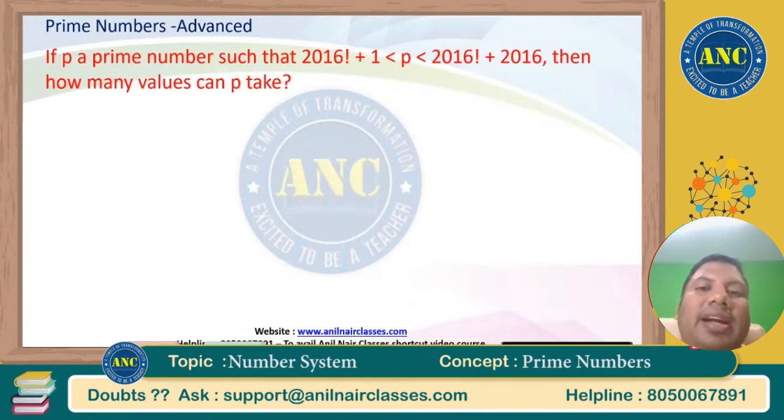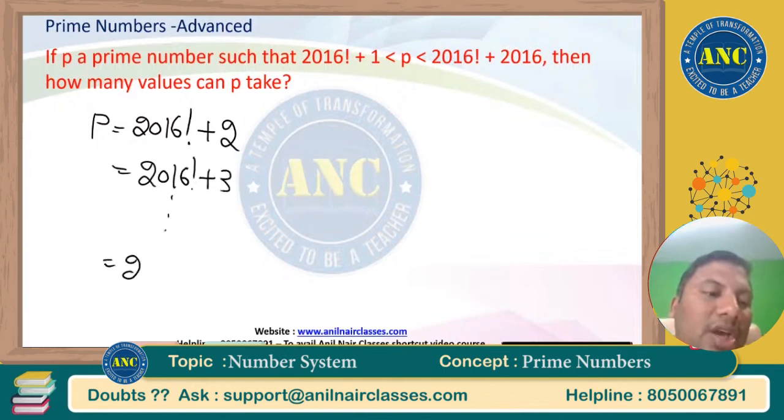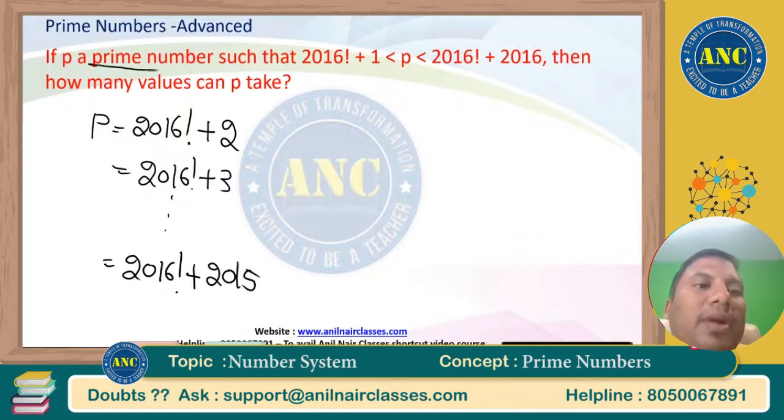Now again a CAT level question. P is a prime number such that 2016 factorial plus 1, the next number is 2016 factorial plus 2, the next number is 2016 factorial plus 3, and the last number is 2016 factorial plus 2015. All are prime numbers, a subset of natural numbers. This is an even number. 2 is an even number. The answer will be an even number.